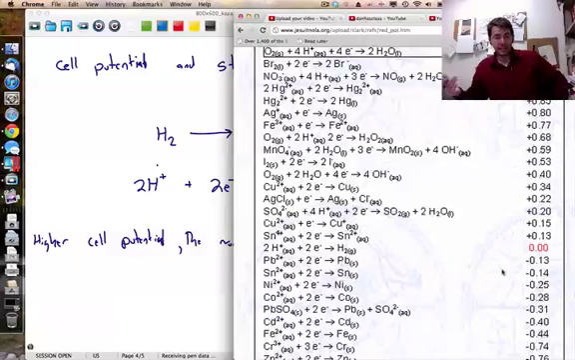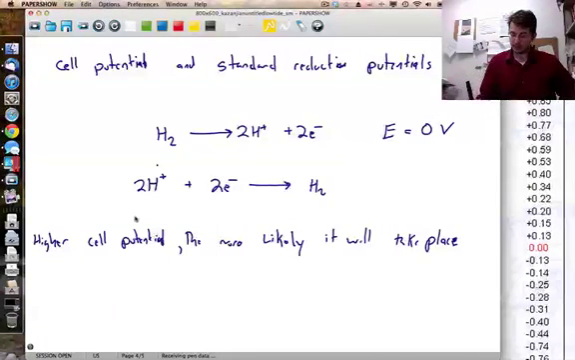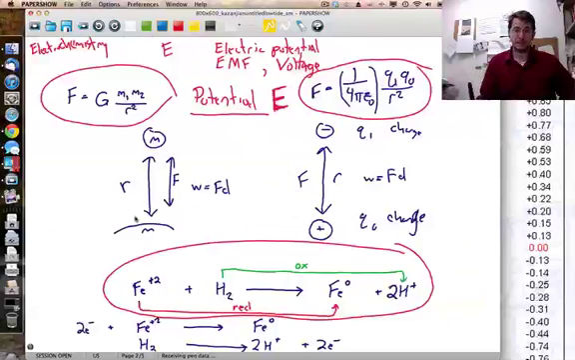Now, we have these half reactions that we talked about in previous slides: iron being reduced to iron oxide, iron being reduced to solid iron, and hydrogen being oxidized to hydrogen plus 2. And we can look at what the cell potential of each of these reactions is.